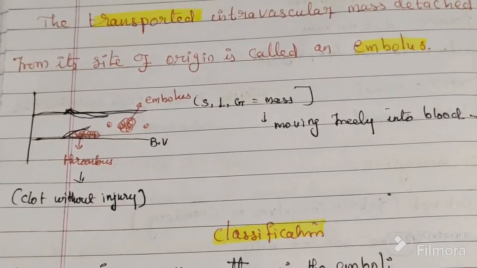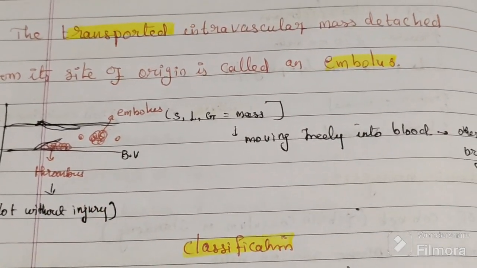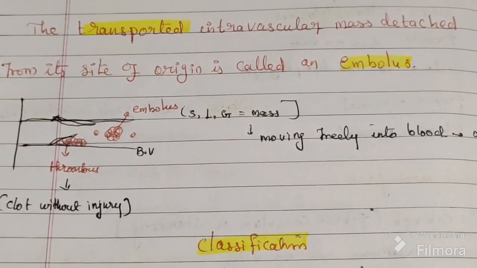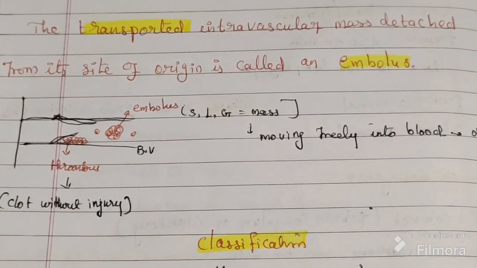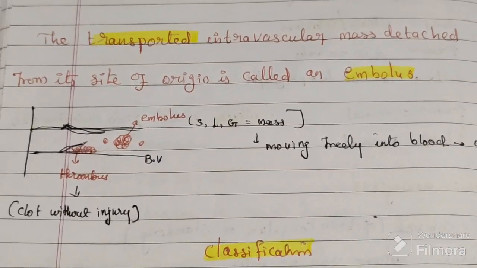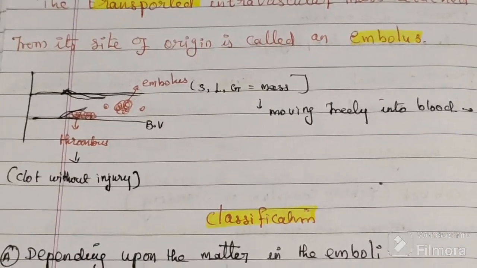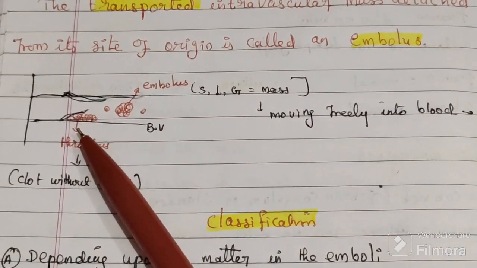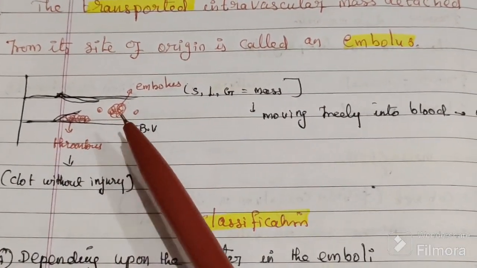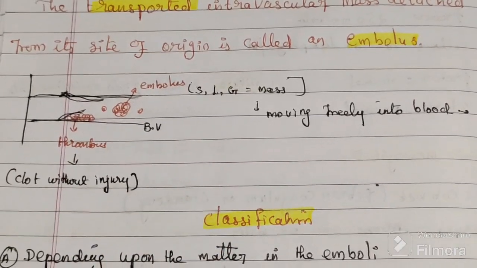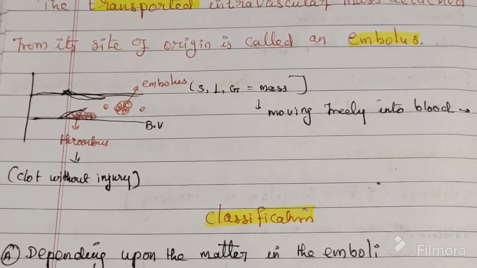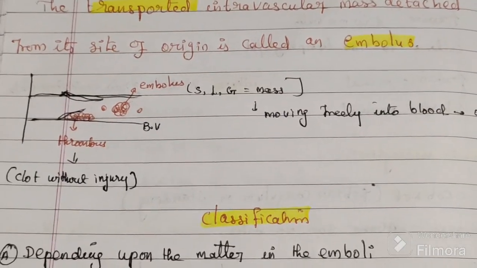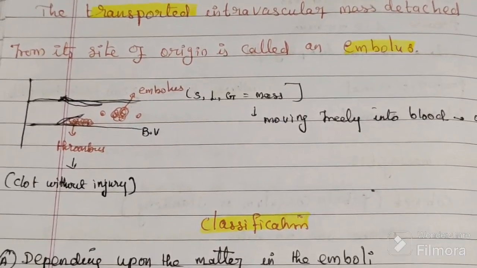So imagine the wall of a blood vessel. This is a thrombus, a clot formed without injury. Till it is attached, it has the name thrombus. Once it gets detached and starts moving freely, it is no more a thrombus. Now it is called an embolus.